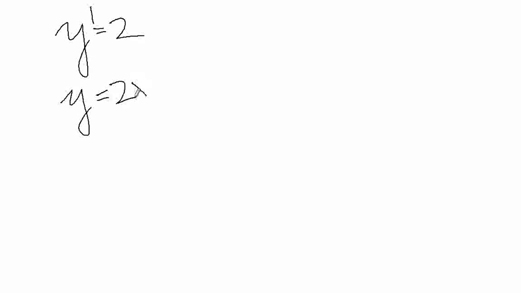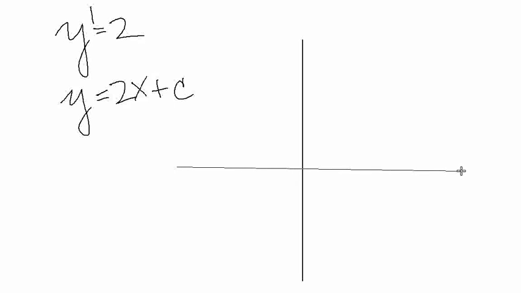So let's solve the simple differential equation y prime equal to 2. So we'll take the antiderivative of both sides with respect to the independent variable, let's call it x. So we'll arrive at y is equal to 2x plus c. So for different values of c, I have different linear functions. So the solution set for that differential equation actually contains an infinite number of different linear functions.